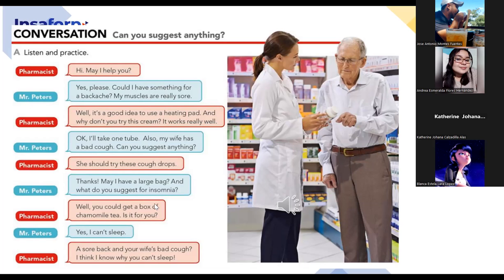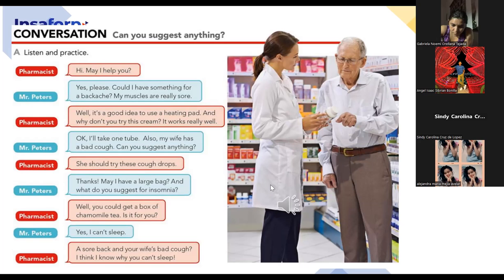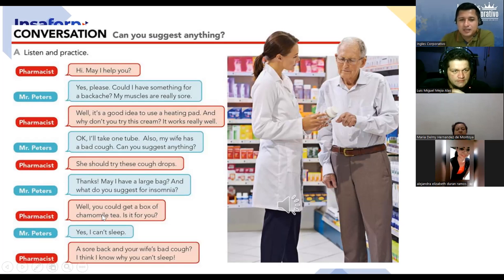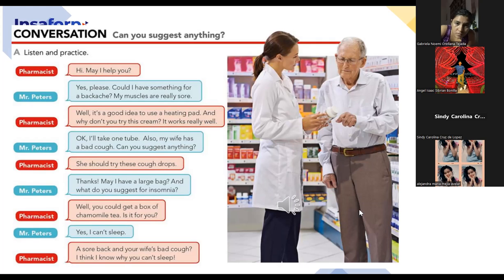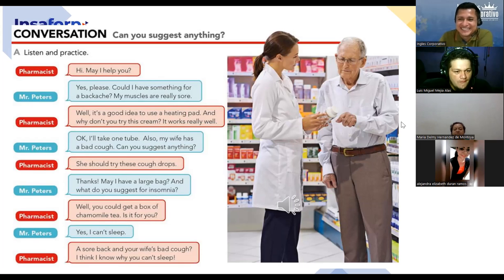Thank you so much. This pronunciation is hard. Let me play one. Page 81. What do you suggest for insomnia? Well, you could get a box of chamomile tea. Chamomile. Look at this one. Chamomile. Oh, it's very difficult to pronounce this one. I don't even know what this is. Any idea what this chamomile tea is? Manzanilla. Oh, really? Manzanilla, chamomile. I drank a chamomile tea today and I didn't even know what it was. That was very good. Thank you so much for sharing. One more time. Another one.